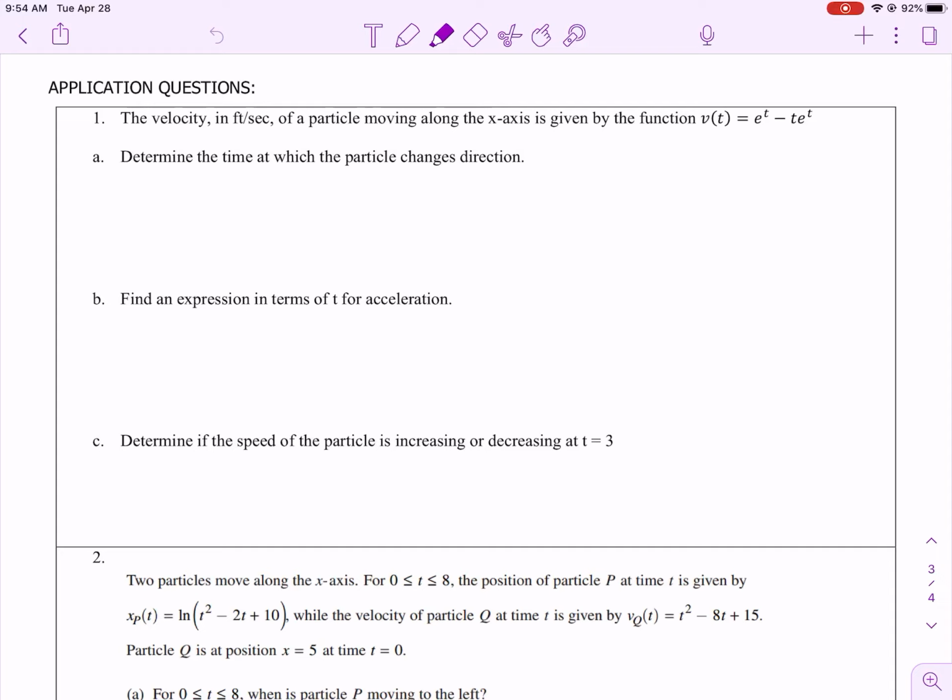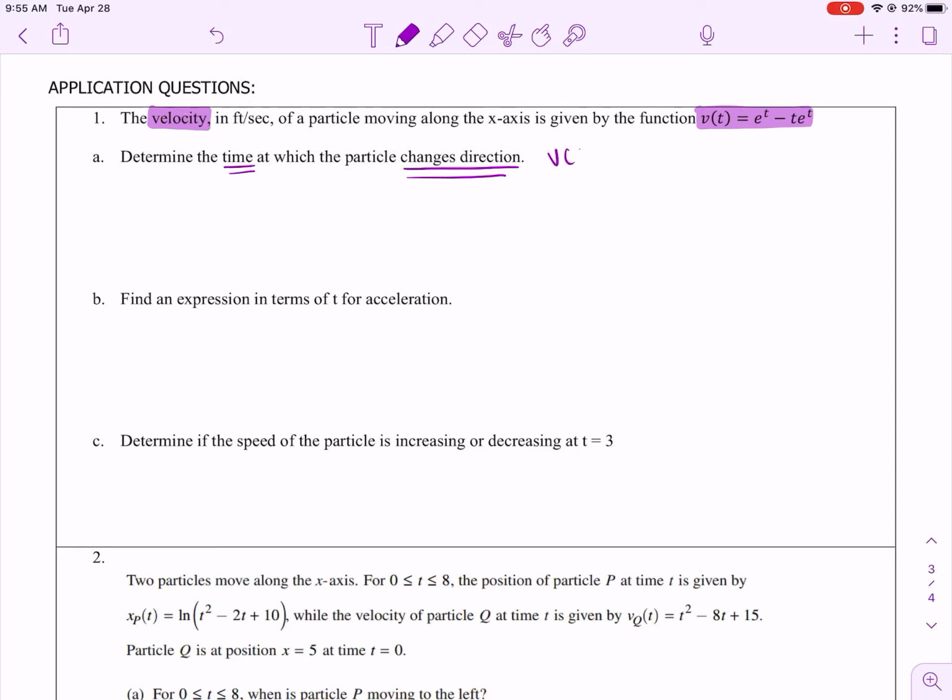So let's take a look at the first application question together. Here it's giving you the velocity. Remember, the velocity is the rate of change of position, okay? And it's moving along the x-axis and is given by this function here: v of t is equal to e to the t minus t e to the t. The first question says, determine the time at which the particle changes direction.